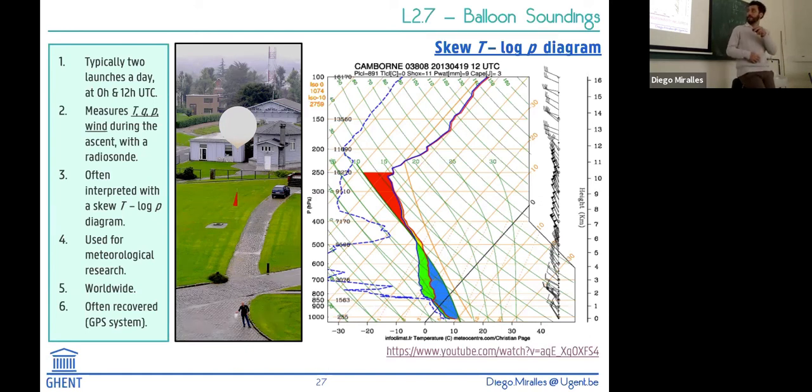That little thing in there that you see in red is a parachute. And essentially what we do with that information is fill these graphs that we call skew-T log-pressure diagrams, where you can put your measurements.